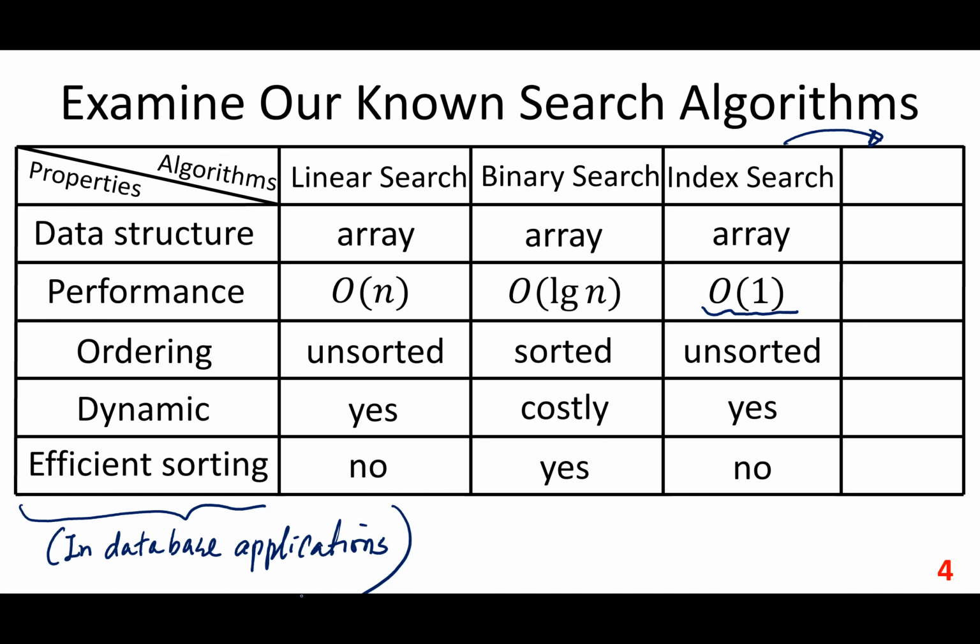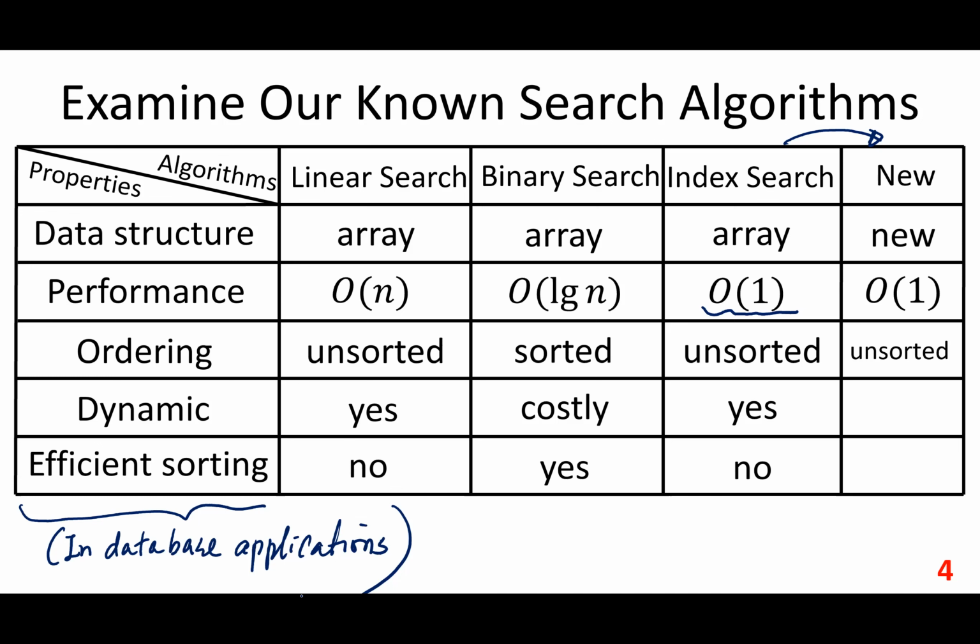Now we would like to make our new search algorithm. We need a new data structure. We want to make its efficiency O(1), because we know for index search, that's doable, right? But index search has some big drawback, so we need to make some big improvement. We would like to have O(1) search performance.